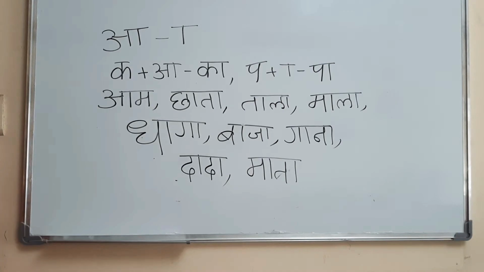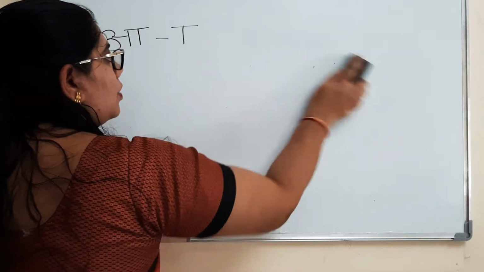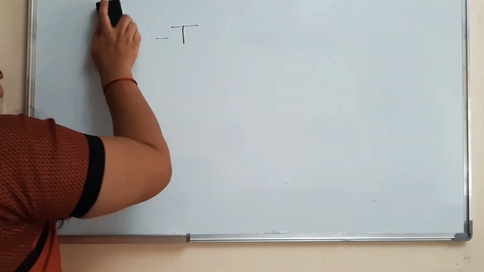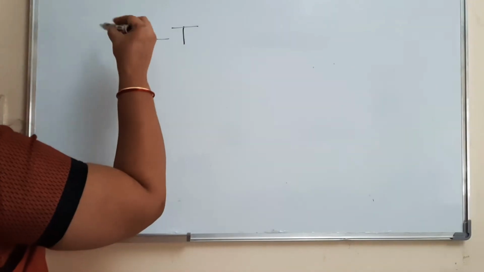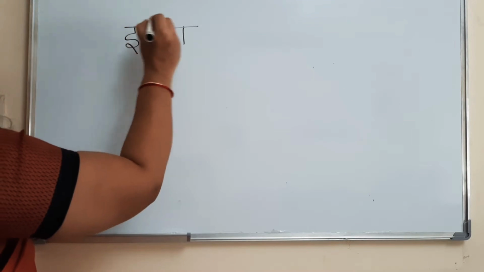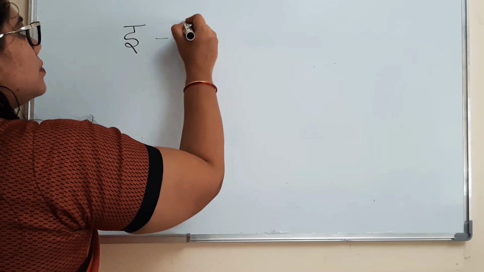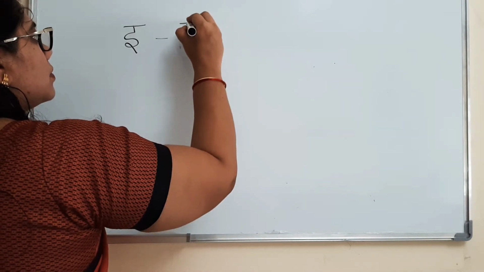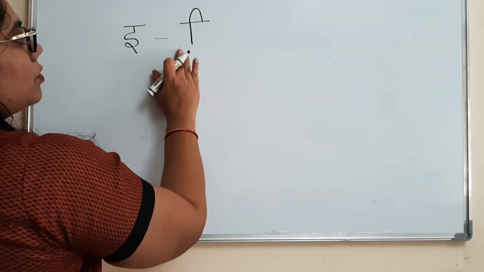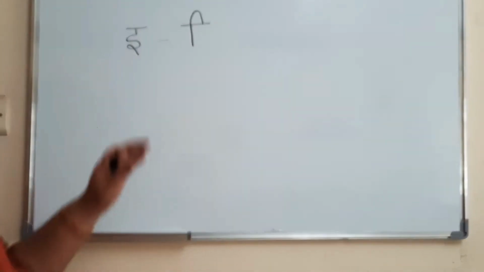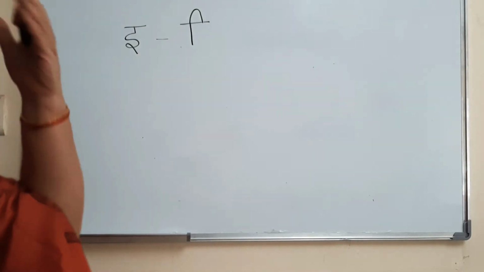Okay, next matra we can check. For E, the matra you want to put on the right side of the letter. So, now we are going to check E. If the letter is coming here on the left side, not right side, sorry. On the left side, you want to put this matra.